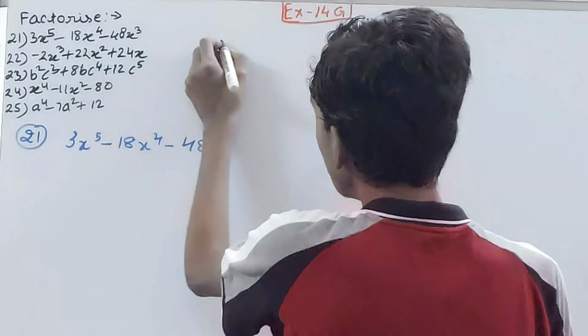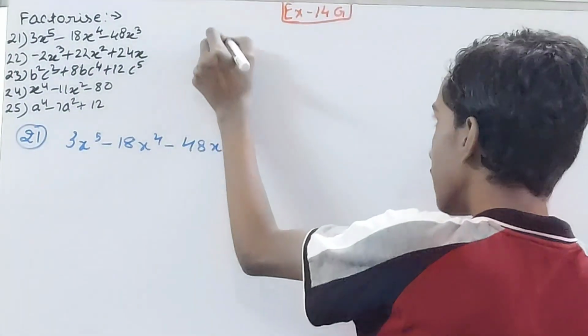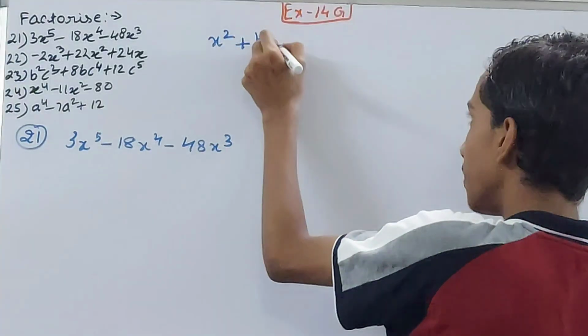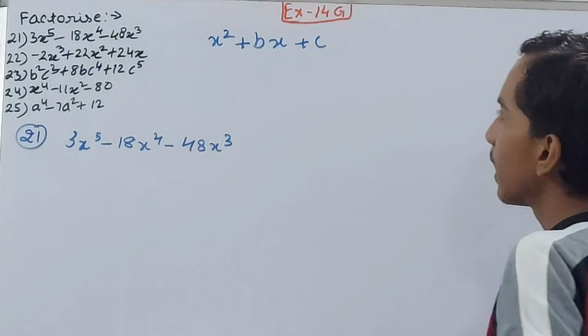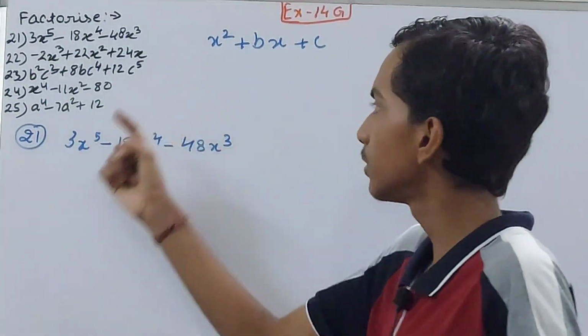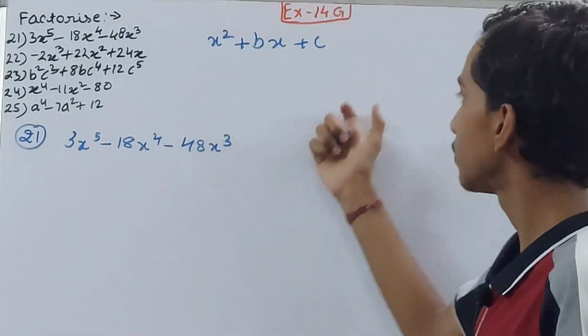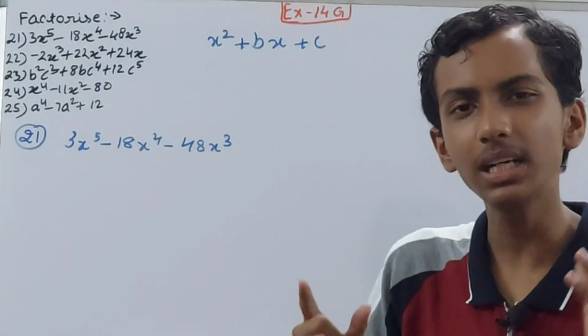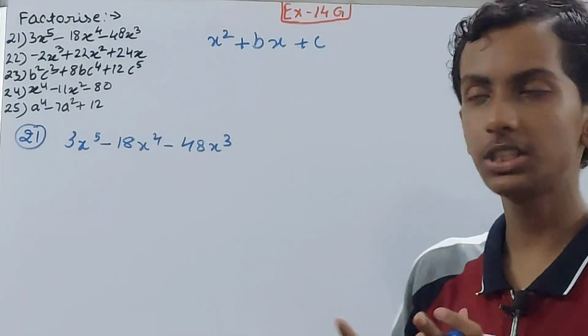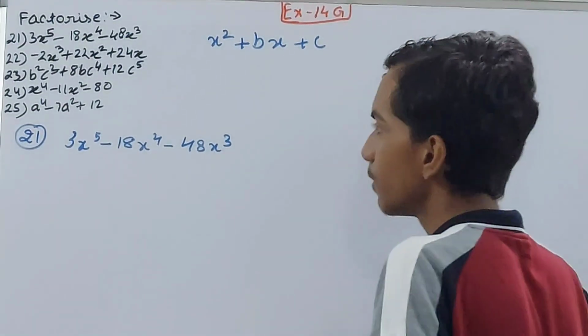Very clearly, it is not in the form we want. We want our expression to be in the form of x square plus bx plus c. But you can see, it is not x square, it is x to power 5. It is not x, it is x to power 4. It is not c, it is x cube. So we have to bring it down to this standard form, right? How will we do that?